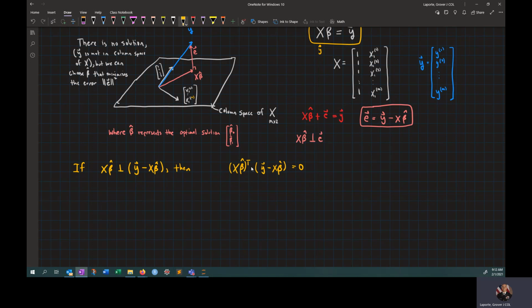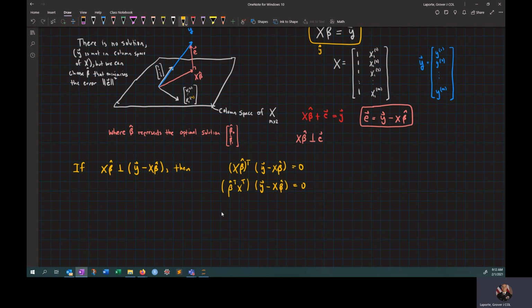Okay, so the next part is to remember that when you pull a transpose inside here, you switch the order of these two. Again, another linear algebra thing. If you don't remember that, go back and check that out. Let me put a smaller t here, and then that part times y minus x beta hat is still equal to 0. So now I'm going to just multiply these out.